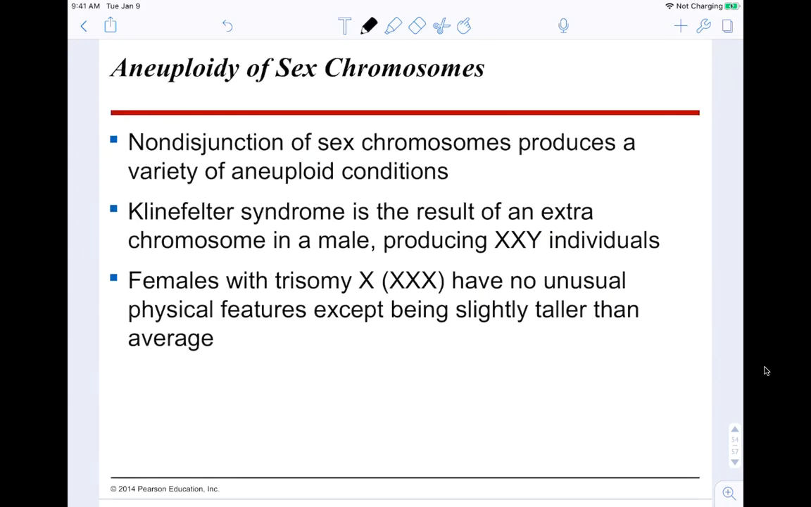Next, we're going to talk about aneuploidy of sex chromosomes. Non-disjunction of sex chromosomes produces a variety of aneuploid conditions. Klinefelter syndrome is a result of an extra chromosome in a male producing the XXY individuals. So you have 1 too many. This is a trisomy again. Females with trisomy XXXX have no unusual physical features except being slightly taller than average. Again, they're just kind of getting extra genes here. And of course, bar bodies would still be at play.